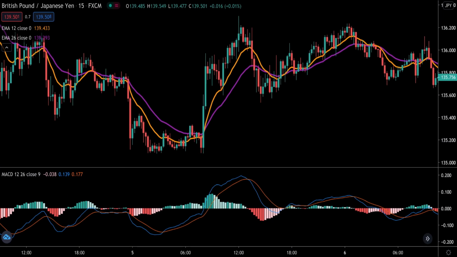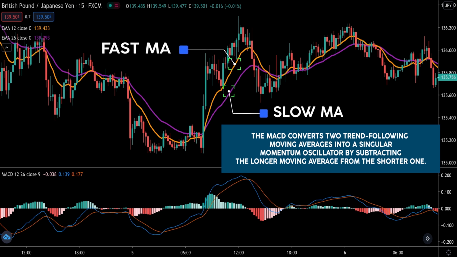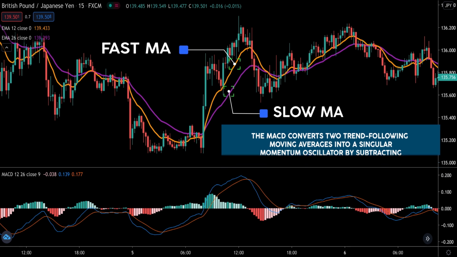Now, the MACD is one of my favorite indicators because it is a momentum and trend indicator. The MACD converts two trend-following moving averages into a singular momentum oscillator by subtracting the longer moving average from the shorter one. I will do a brief run-through about how this indicator works nonetheless, so make sure you keep watching to understand how the MACD works.